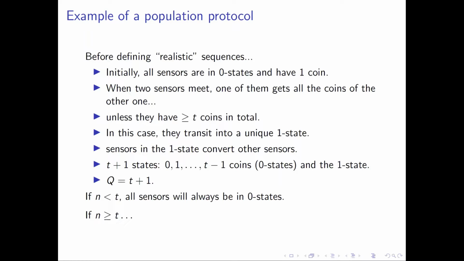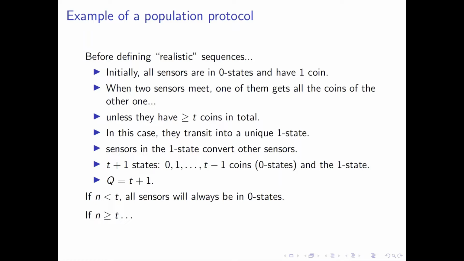So in this solution, Q is linear in T, and if n is less than T, then let me just note that this case is easy. So you can ask why this population protocol solves our problem. Well, if n is less than T, then never can any sensor come into a 1 state, right? They will be in 0 states forever on, right from the beginning, no matter what the sequence is. We don't have to understand realistic sequences here.